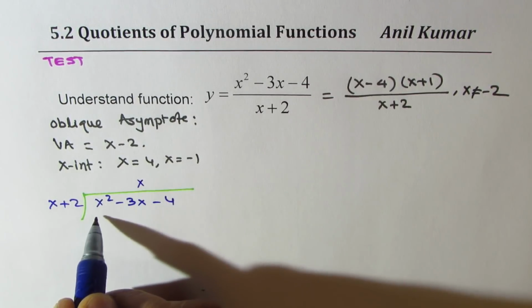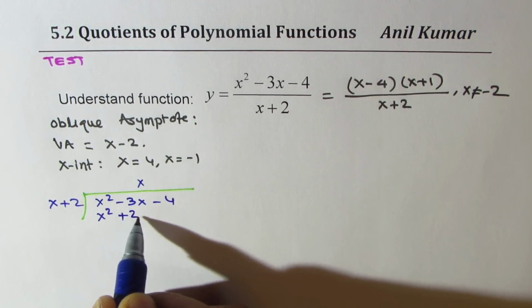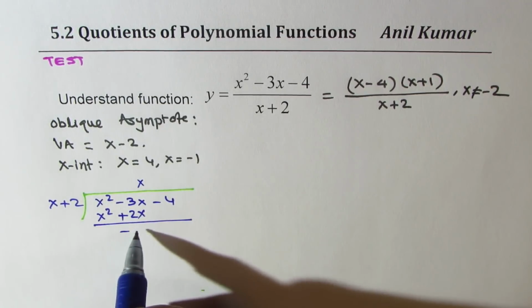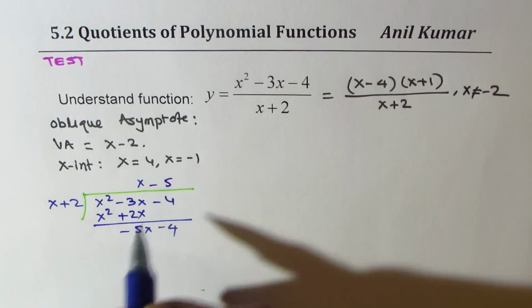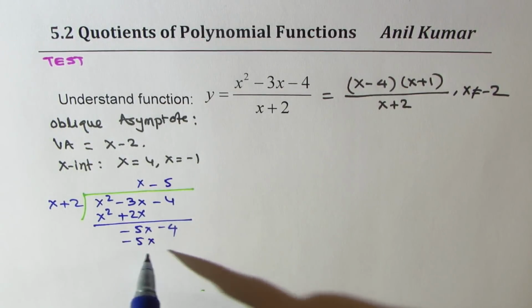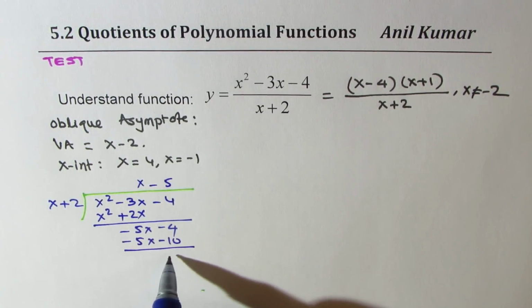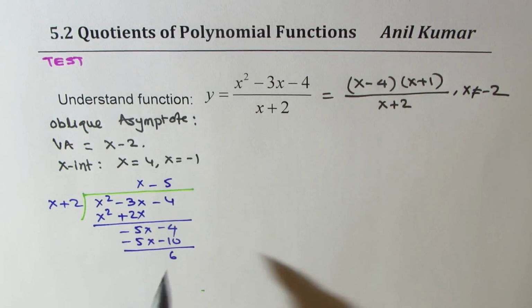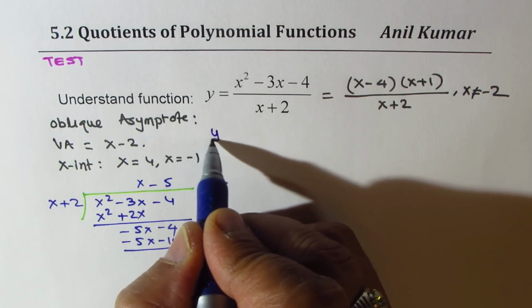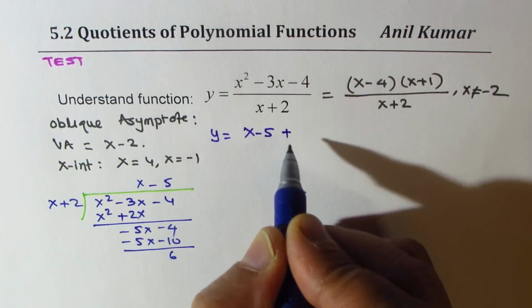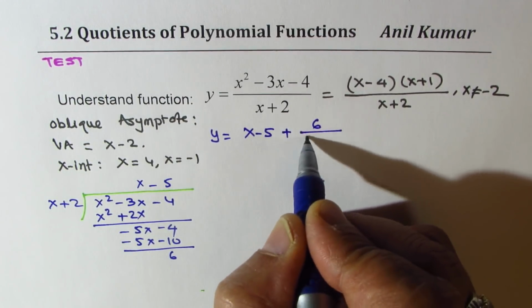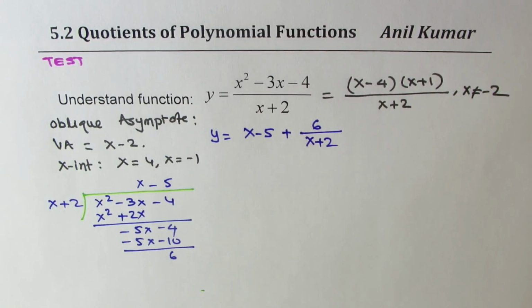So x times x plus 2 will give us x squared plus 2x. When you subtract, you get minus 5x, and here is minus 4. Multiply by minus 5, we get minus 5x minus 10. When you subtract, we get plus 6. So I could also write this as y equals x minus 5 plus 6 over x plus 2. Okay? So that is another form of the same equation.